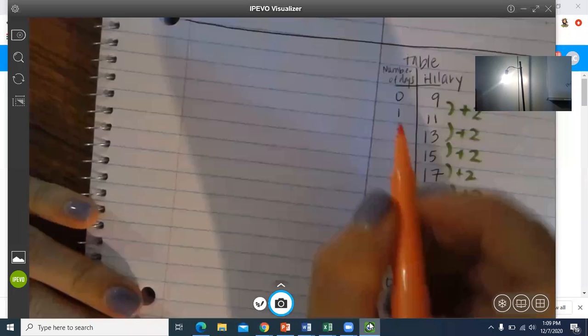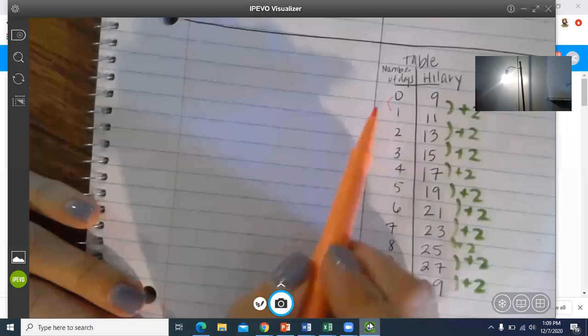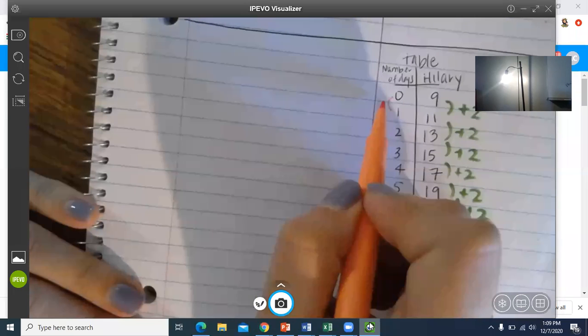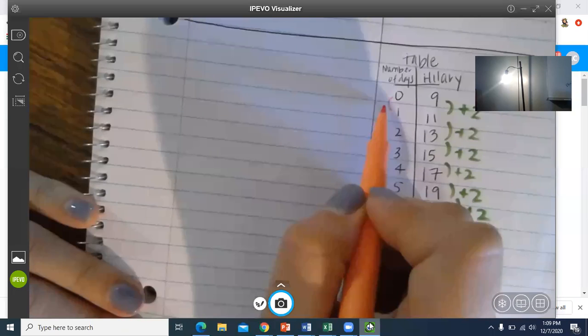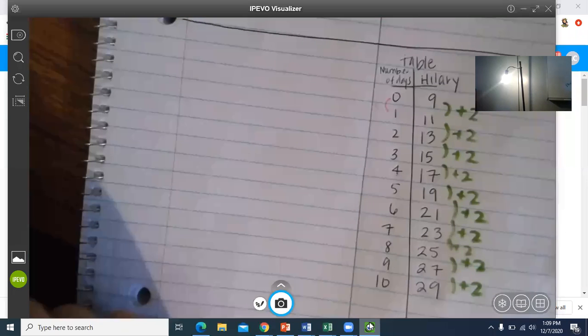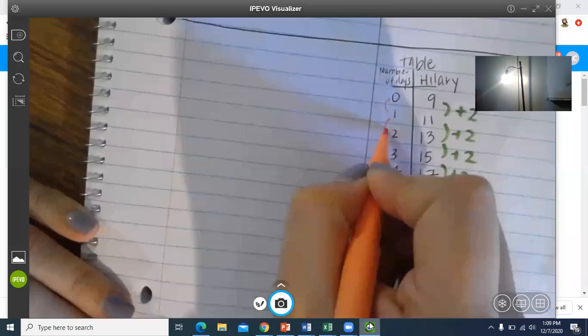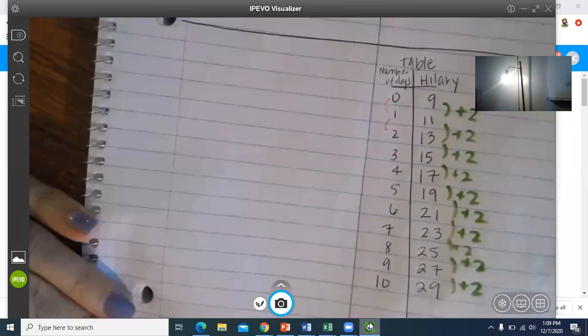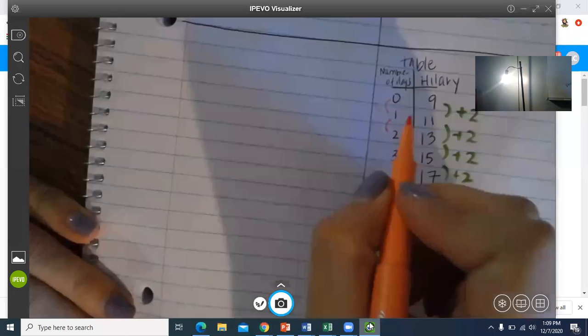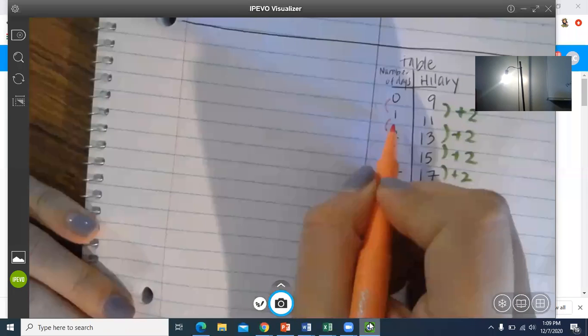This side is changing by how much? From 0 to 1, what's the difference? We're doing how much of a difference from 1 to 2? Plus, minus? Just plus 1.